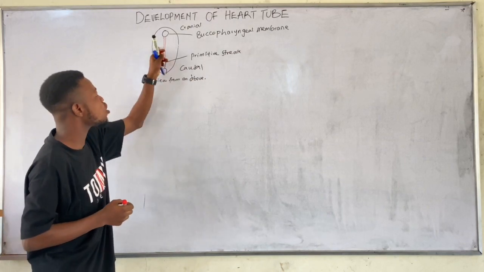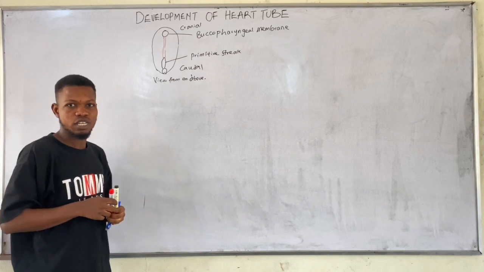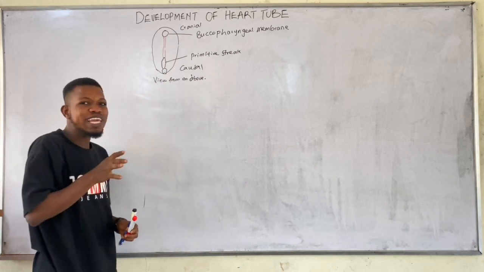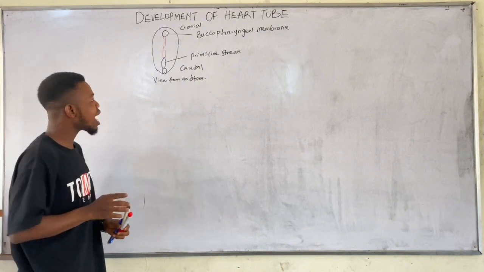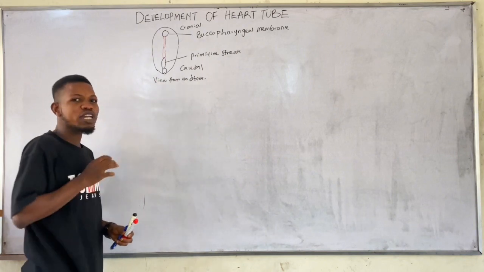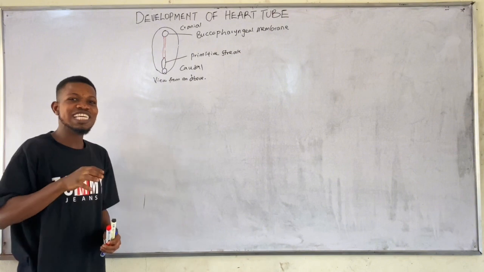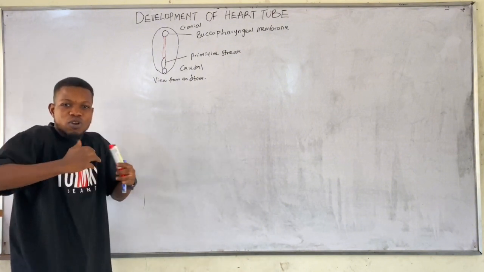Now, at either side of the notochord, we have the intra-embryonic mesoderm developing. So this is a view from above. I want to use this to explain the development of the heart tube, because I'll be making use of two views. First of all, when we talk about development of the heart tube, there are some cells that arise from the primitive streak. The primitive streak is just like a house for proliferating cells.